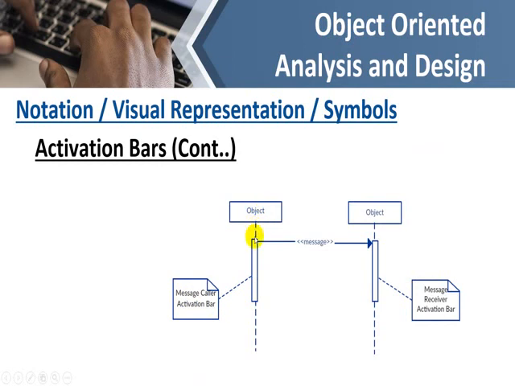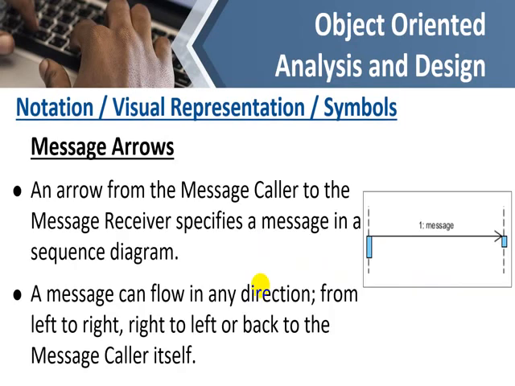That means this object is active and it has started something. Here we can see another activation bar. It is active and now maybe it will send some reply and it will go from right to left, right? So in this way they are interacting with each other, right? So from this object to this object and then some reply, then another message, then some acknowledgement or something. So they are talking to each other.